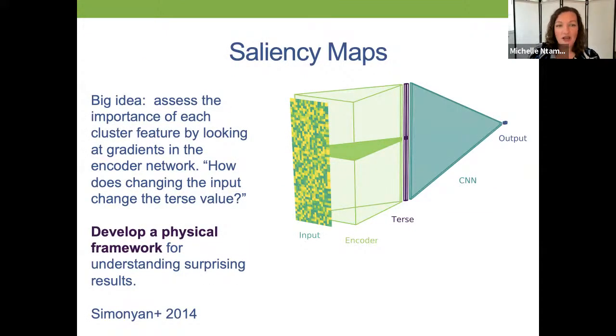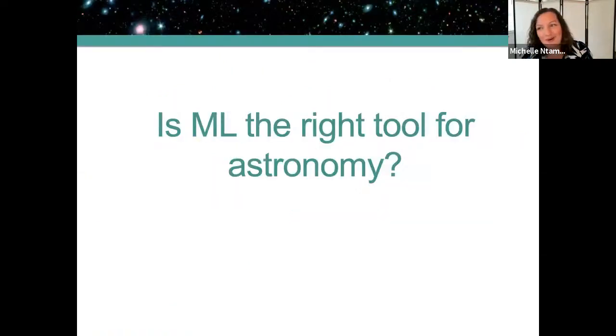So we just finished talking about saliency maps, assessing the importance of each feature by looking at gradients in the encoder network to develop a physical framework. And now let's go back to our question at the beginning. Is ML the right tool for astronomy?